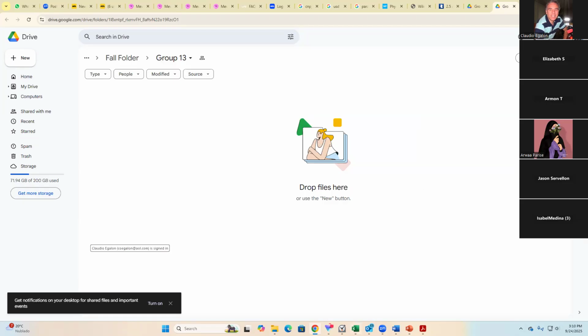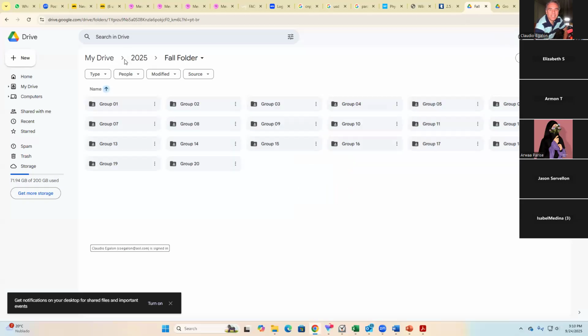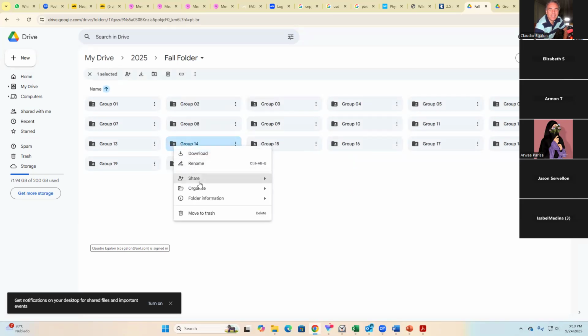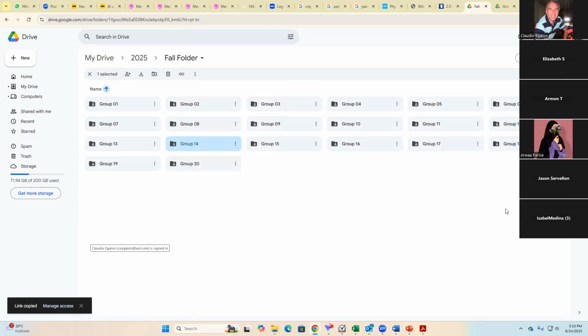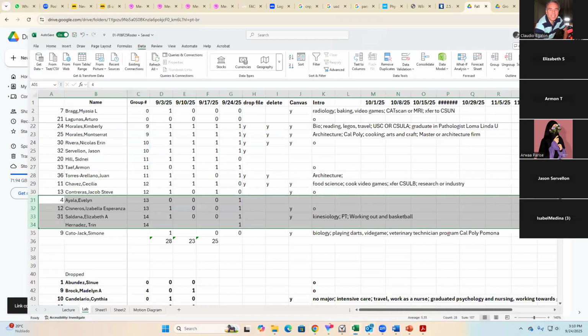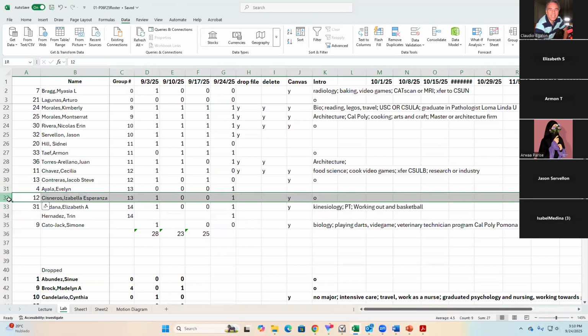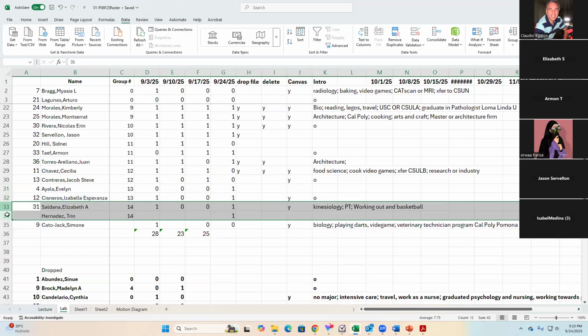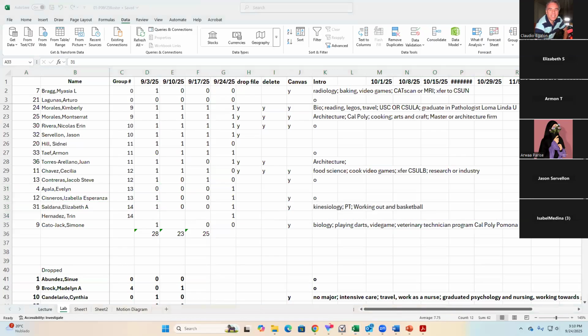Let's see now. Let's worry about group 14 now. Download, share, copy link. Group 14. Group 14 is going to be Elizabeth Saldanha and Trin. Here you go, Elizabeth.